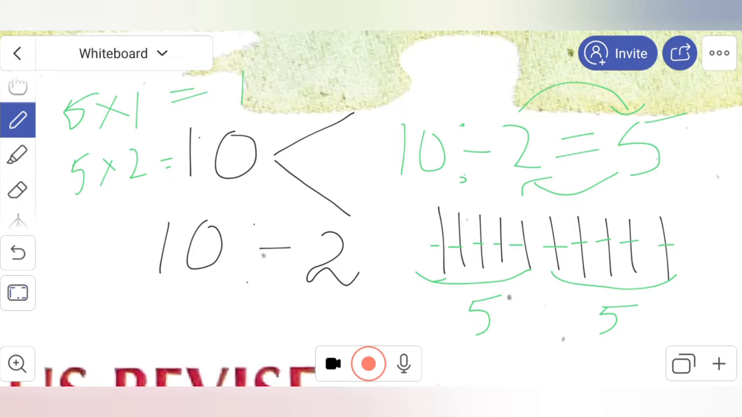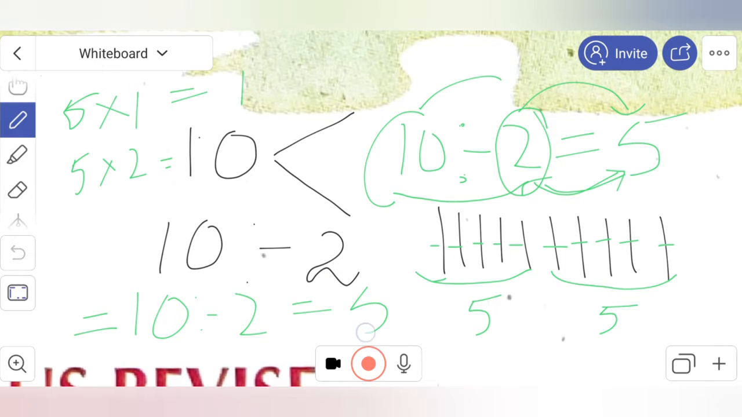So 10 divide 2 means from 2 how much you will multiply so that you will get 10. This is a very simple trick you need to know, the multiplication table. From 2, you need to multiply 5, then you will get 10. So basically 10 divide 2 is 5. Clear? Got it? This much understood?